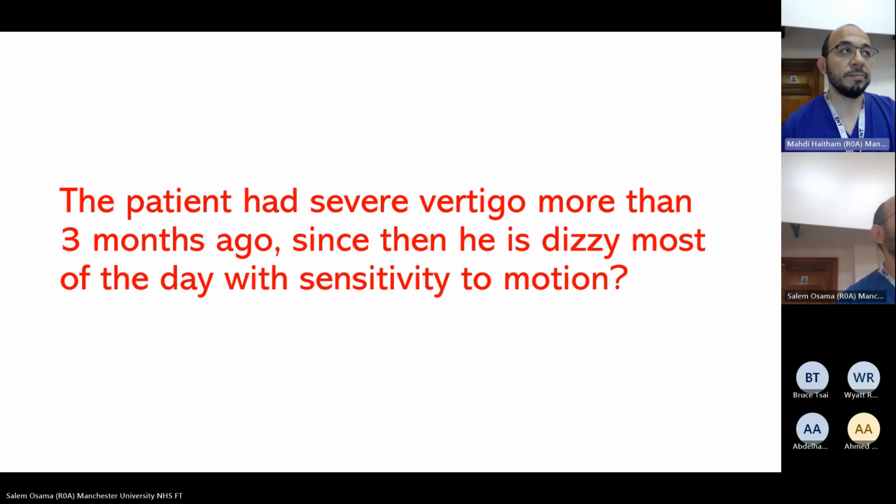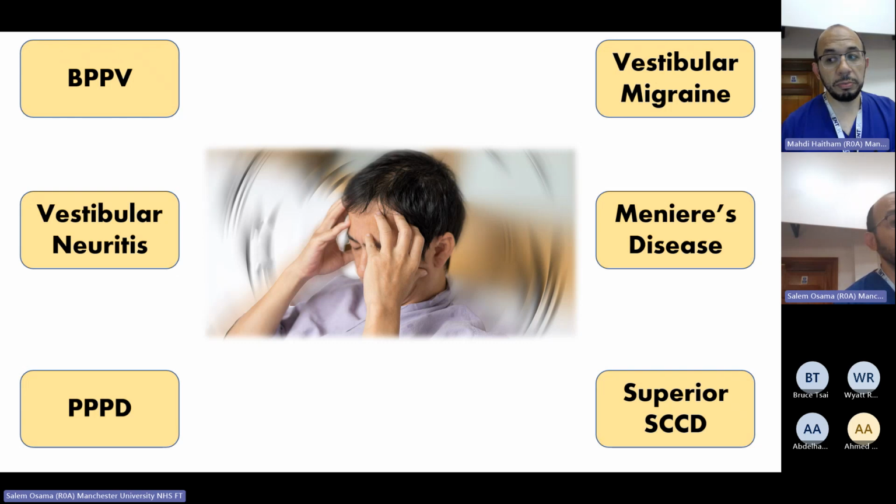I think it's like a sequelae of an acute vestibular neuritis, and then the patient is losing his balance and not coping with normal movements. Is that it? Yeah, totally agree with you. So we have a couple of common scenarios or common cases in practice.